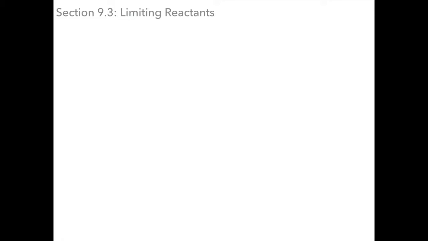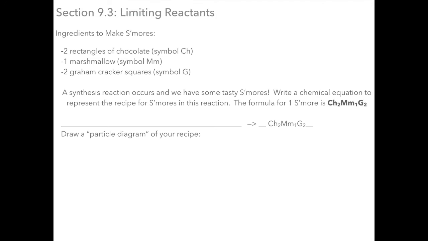And in order to explain it, I'm going to use a real life example. I'm going to talk about s'mores. So the first thing that we're going to do is just make sure we're okay with particle diagrams. Okay? So what I'm going to do really quickly, to make a s'more, you need 2 rectangles of chocolate, you need 1 marshmallow, and you need 2 graham crackers. So to write the chemical reaction, my product I've already written for you because they're bound together. You have CH2, MM1G2. Fine.